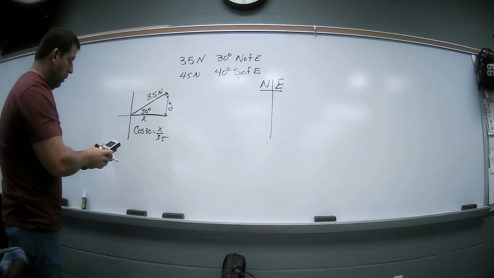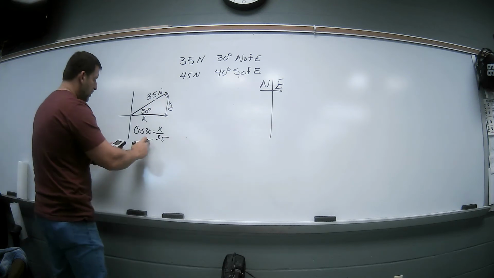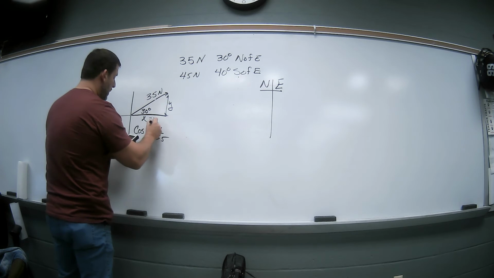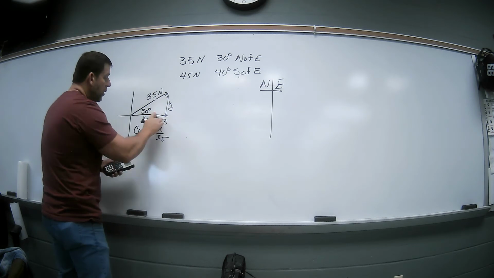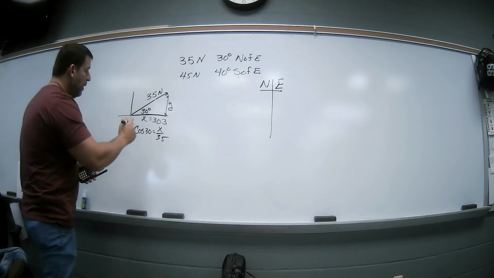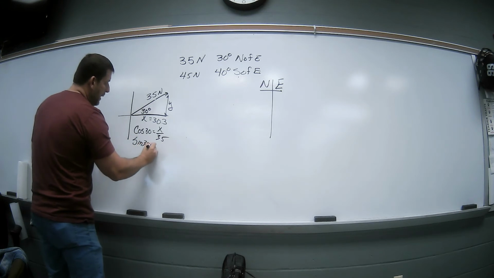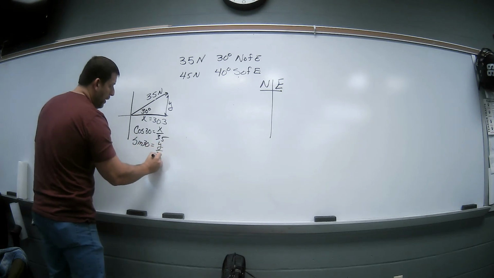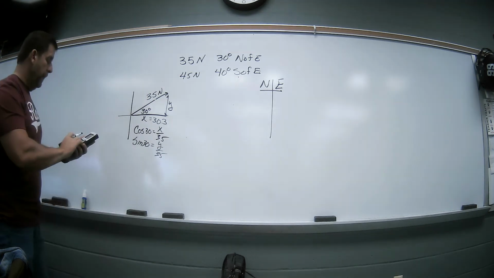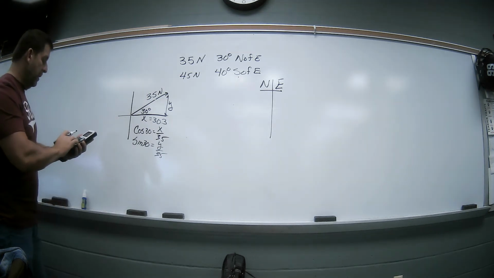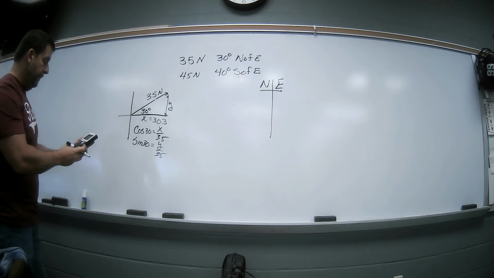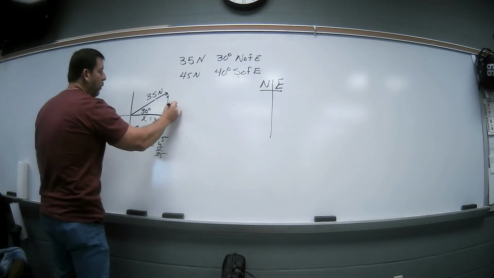All right, so I'm going to do cosine of 30 times 35. And you know what I get for an answer? I get 30.3. So that's that component. Now I'm going to find my Y component. Sine of 30 is equal to Y over 35. So I do sine of 30 times 35, and I get 17.5.